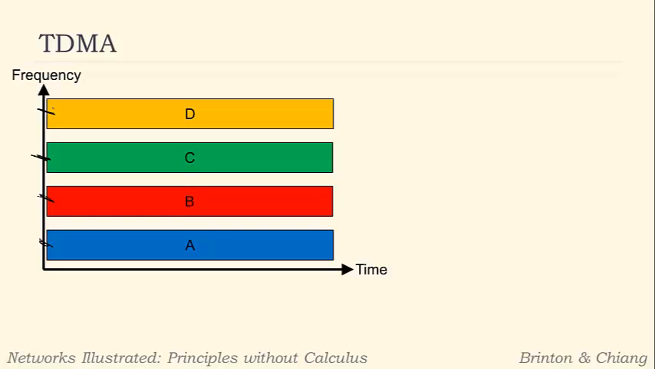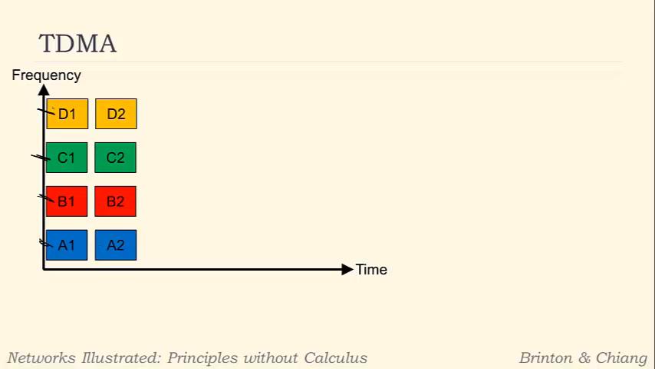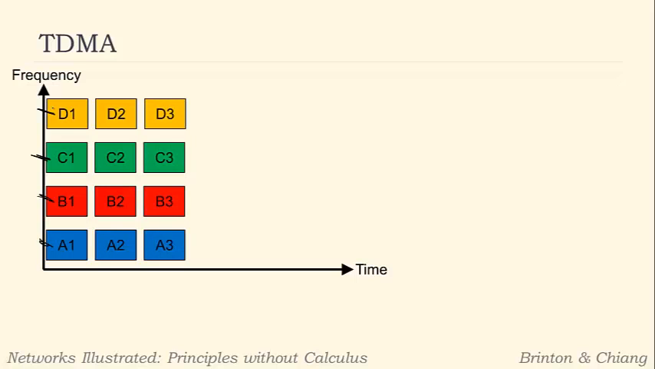So let's try to think of a way we could fit more people into this diagram. So what about having every frequency carry multiple users? So something like this. First off, at the first time, A1, B1, C1, and D1 are transmitting. Then at the second time, A2, B2, C2, and D2 are transmitting. Then A3, B3, C3, and D3, and so on.